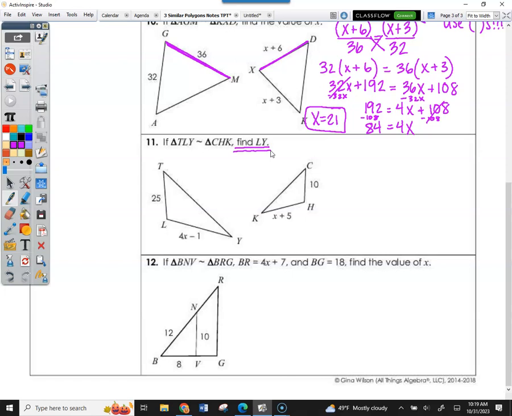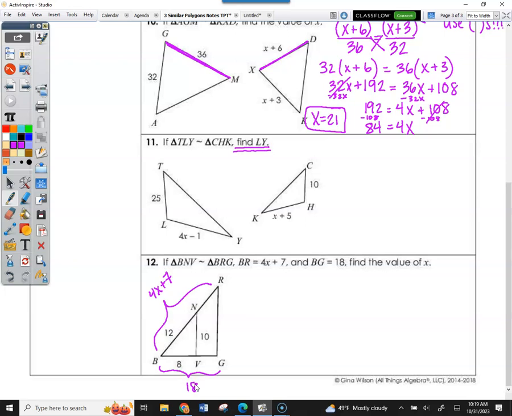Number 12 gives us some information in the directions that is not in the picture. It would help to label. It says that VR is 4x plus 7. So from here to here is 4x plus 7. It also says that B to G is 18.